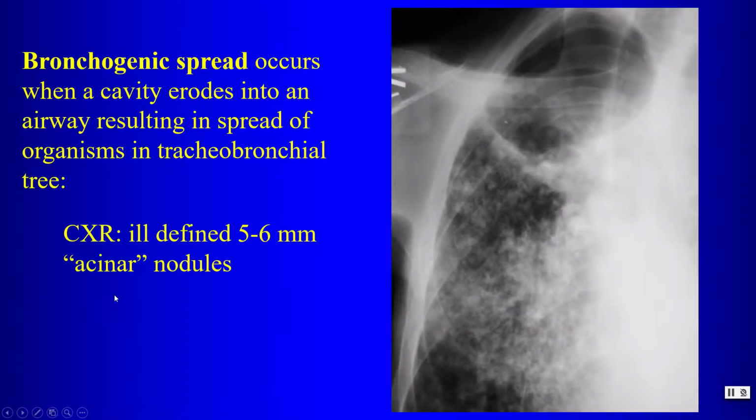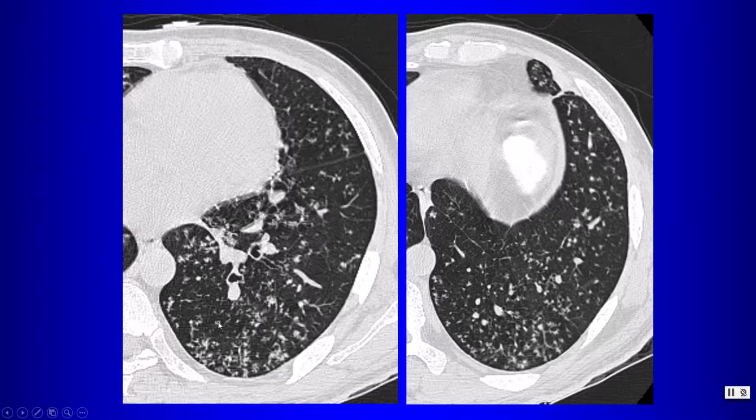So bronchogenic spread of tuberculosis can occur when a cavity erodes into an airway, resulting in spread of the organism through the tracheobronchial tree, and then we develop these small nodules, these so-called acinar nodules, which are larger than miliary nodules. We're looking at inflammation here surrounding the airways throughout the lungs. And this can be manifested as a tree and bud pattern also on CT. So this tree and bud pattern here represents bronchiolitis, commonly seen with tuberculosis, and again indicates bronchogenic dissemination of disease.